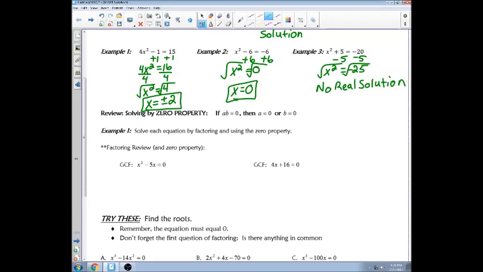Review solving by zero property. If A times B equals 0, then A equals 0 or B equals 0 or both could equal 0. So solve each equation by factoring and using the zero property. Factoring, review, and zero property.